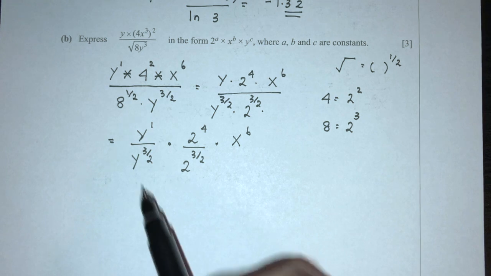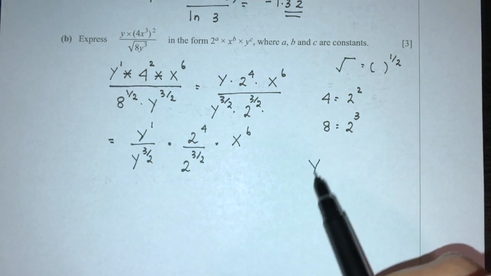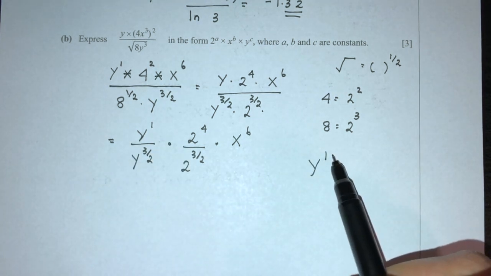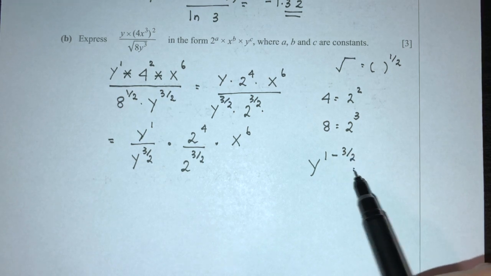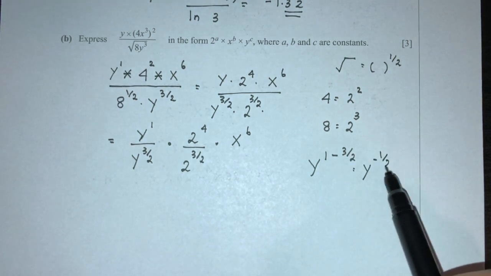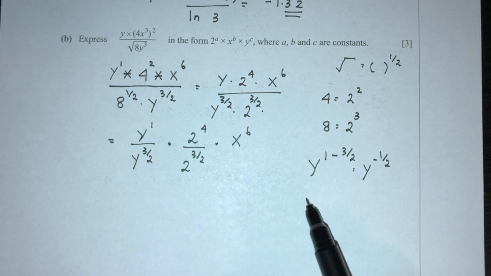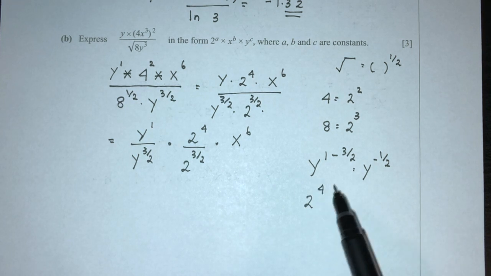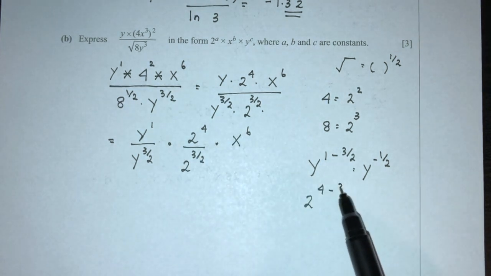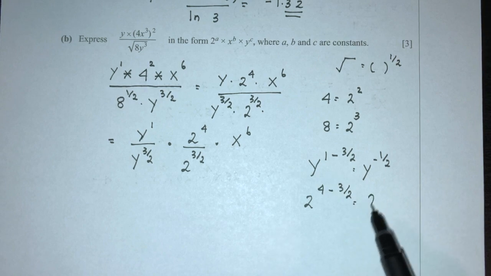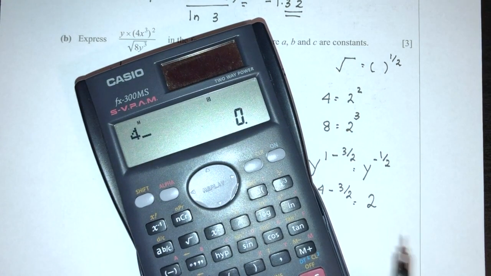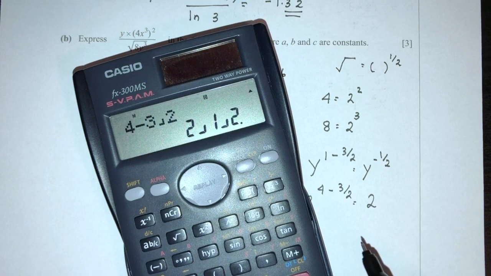So for the first one, when you bring this up, you will have y power 1 minus 3 over 2. That will be y power minus half. Now for this one, you have 2 power 4. When you bring this up, it will be minus 3 over 2. You will have 2 power. So what is 4 minus 3 over 2? That will be 2.5.